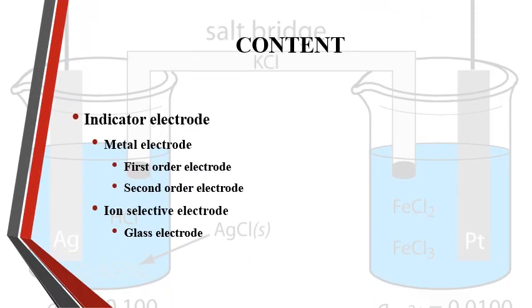Here is an overview of what we will cover today. We're going to discuss the indicator electrode as well as the metal electrode and the glass electrode, each of which plays a crucial role in potentiometry and the application of potentiometry in pharmaceutical analysis.